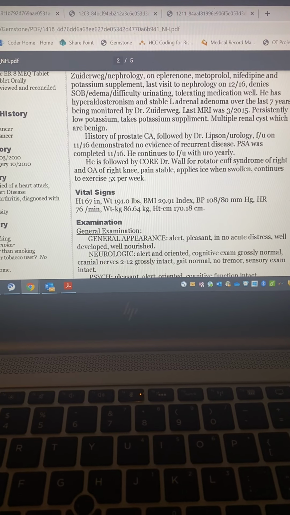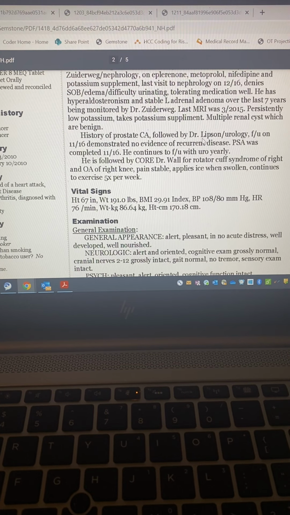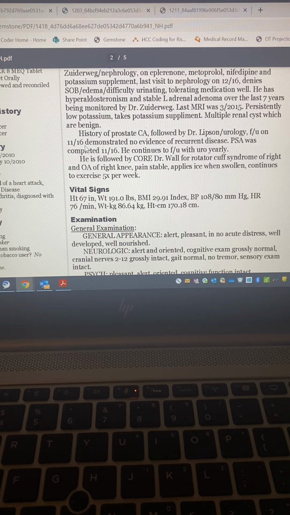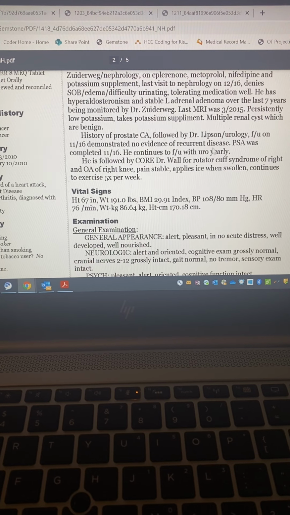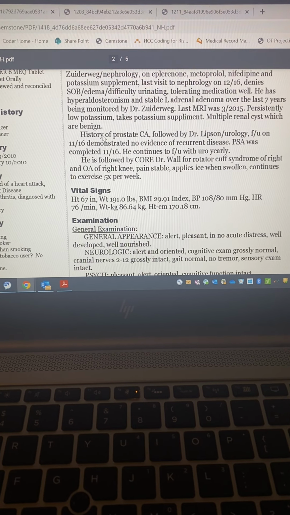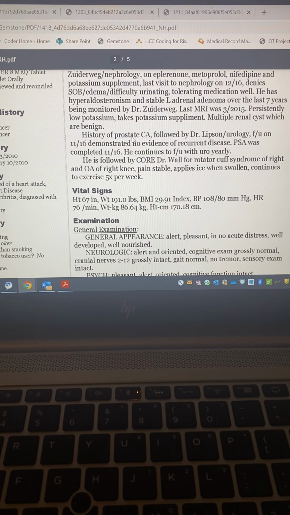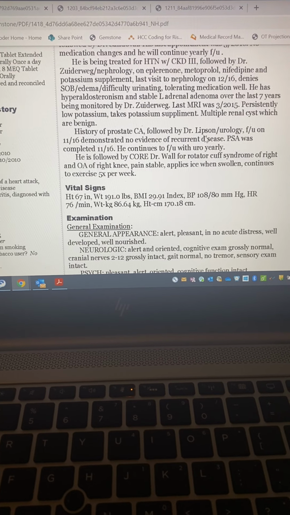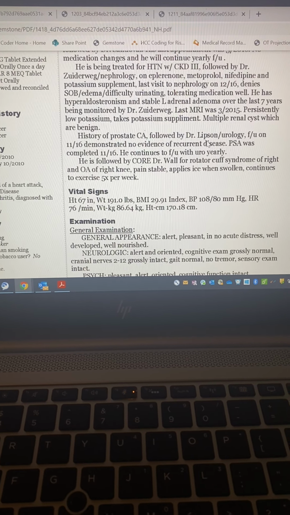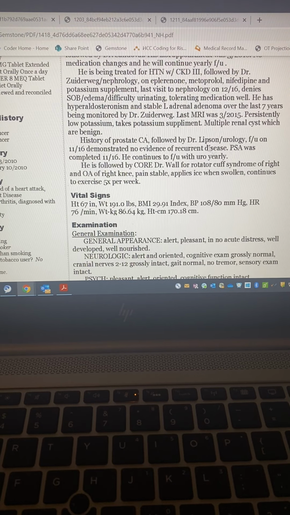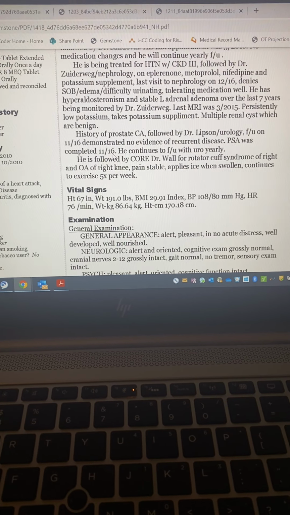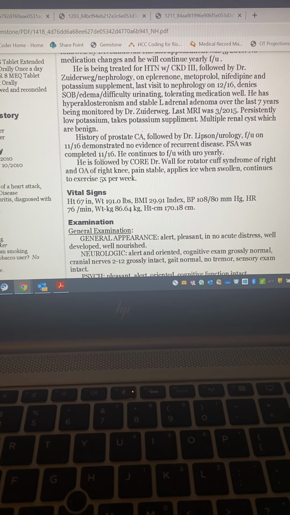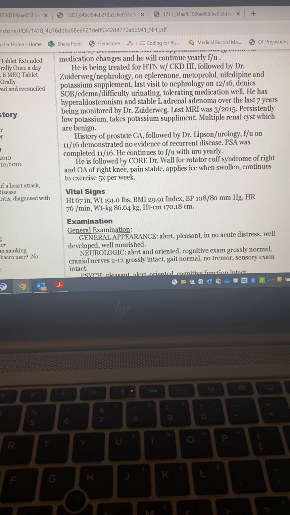He has a history of prostate cancer. So it says he was following with Dr. Lipson, who is the urologist. And he followed up November 2016, demonstrated no evidence of recurrent disease. That's why it's telling you it has a history of prostate cancer, because there's no evidence that he still has it. It's gone. That's why it's a history of it. If he still currently had prostate cancer, it wouldn't be a history of. So the PSA was completed, and it's a lab to test your prostate enzymes and things like that. That was completed in November 2016.